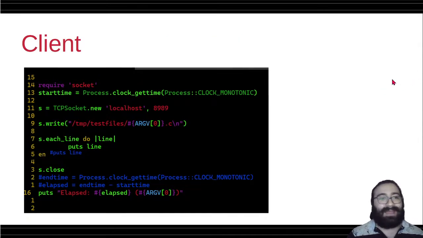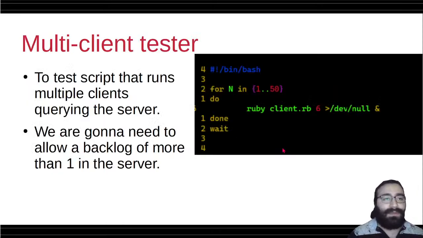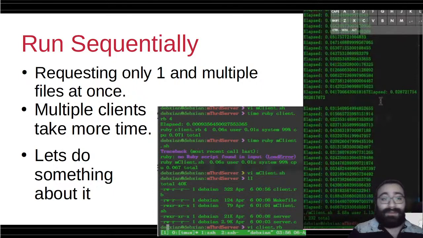Here we have our simple client in Ruby, having the localhost on port 8989, getting the time elapsed, and here's where it's getting the files from, /temp/test files. And our multi-client tester is a script that runs that previous Ruby client, but multiple times. We're going to need to allow a backlog of more than one in the server, also to allow this.